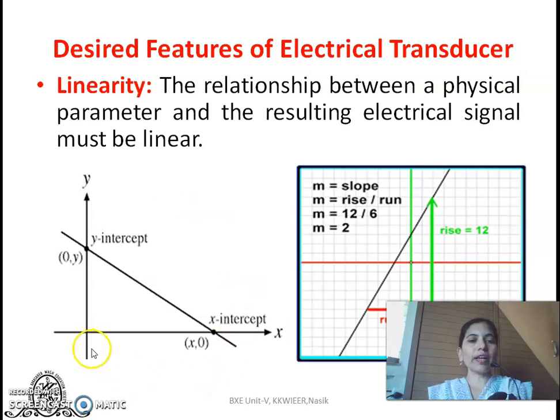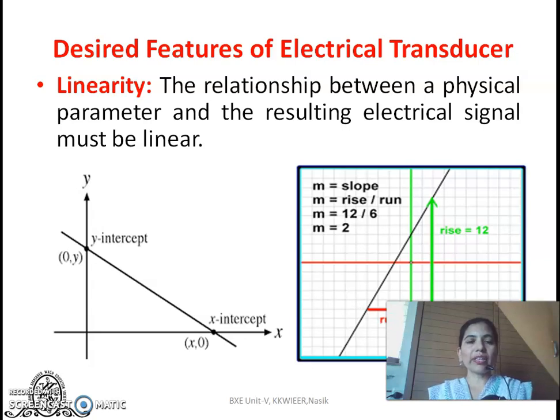In this first graph, we have shown a negative slope, whereas in the second, we have shown a line with a positive slope. So in both these plots, the relation of the output and the input is linear.